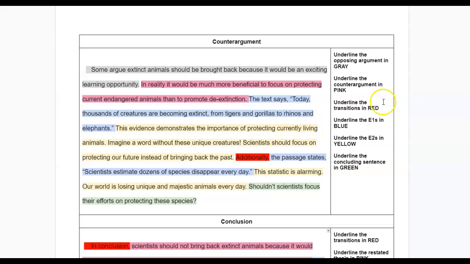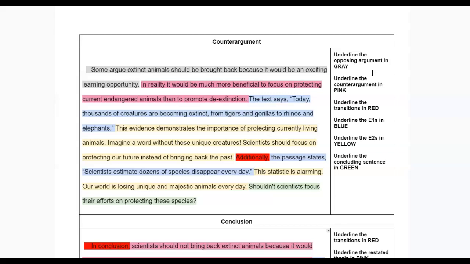The counter argument starts with the opposing argument. So you're going to introduce the opposite side. So for that, I stated, some argue extinct animals should be brought back because it would be an exciting learning opportunity. As you can see over here from our key, we're going to underline that sentence in gray.